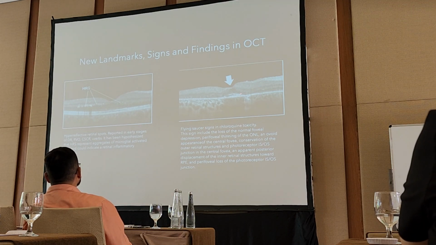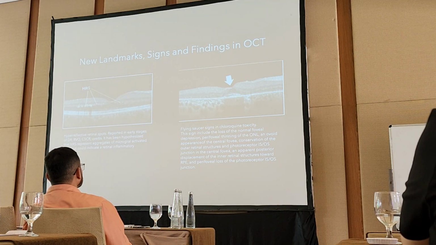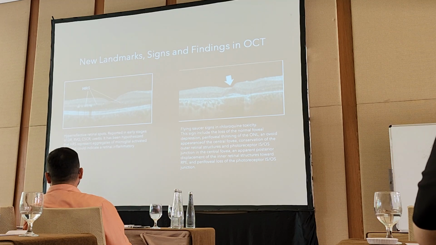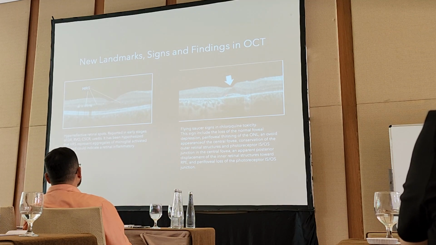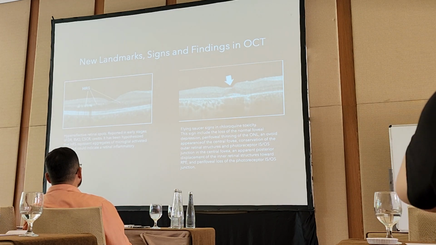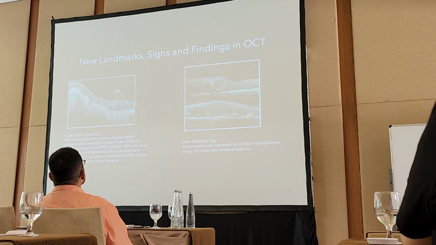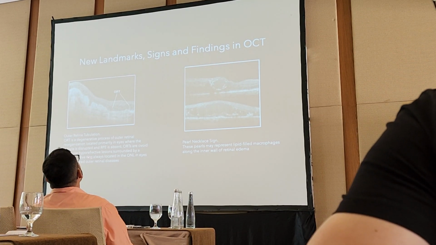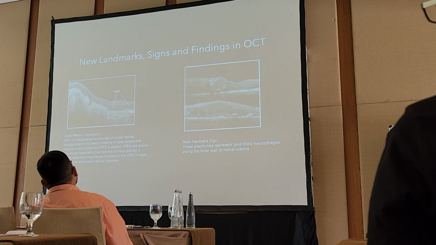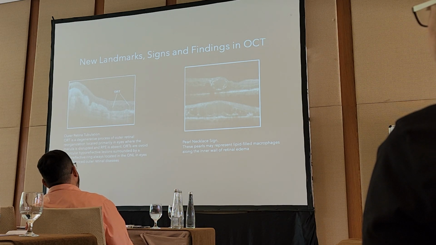And the other one here, the flying saucer sign. This we can find in chloroquine toxicity. It's because of the disease itself, with conservation of the retinal structures and the photoreceptor ellipsoid zone junction, but the outer retina itself loses the photoreceptors. Okay, this is another one, the outer retinal tubulation. We usually find this in chronic AMD or other chronic processes inside the eye. This is a pearl necklace sign that we usually see in chronic diabetes.